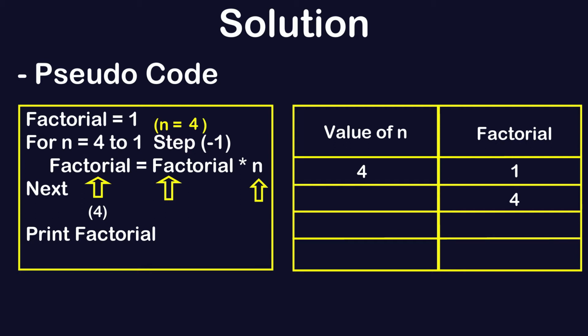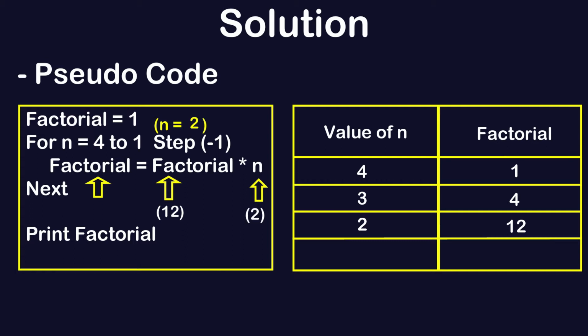It goes on the for loop and n is decremented by 1. So n is 3 as you can see in the table and the factorial is 4. So we say 4 into 3. Now next step it will be 4 into 3, that means 12. So 12 is stored in the factorial. Again the factorial's value is updated in the table and n is also reduced by 1. So now factorial becomes 12 and n becomes 2.